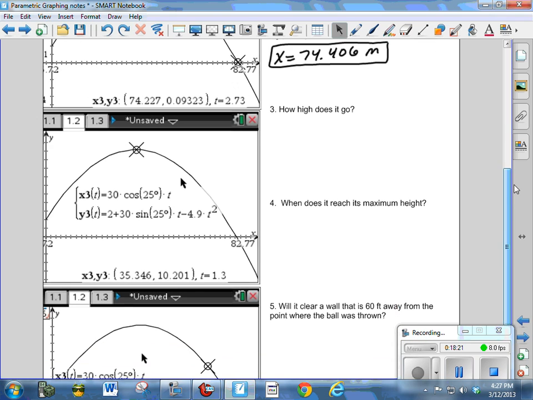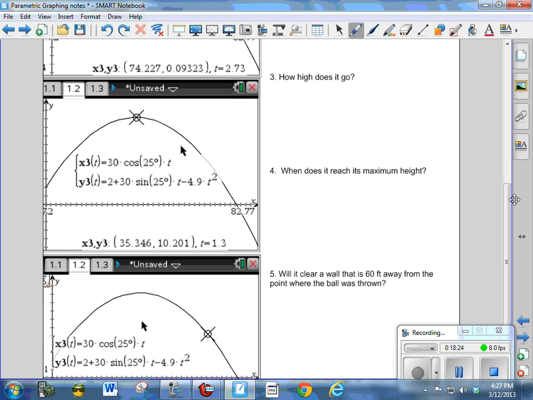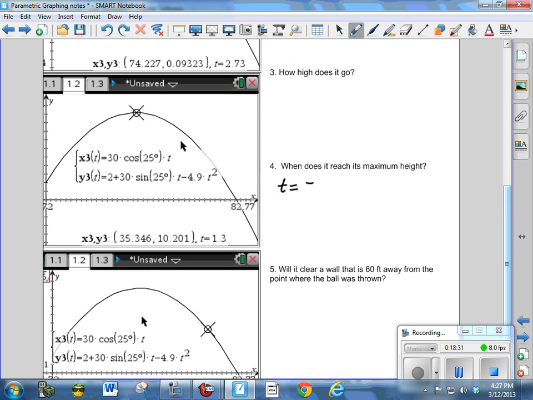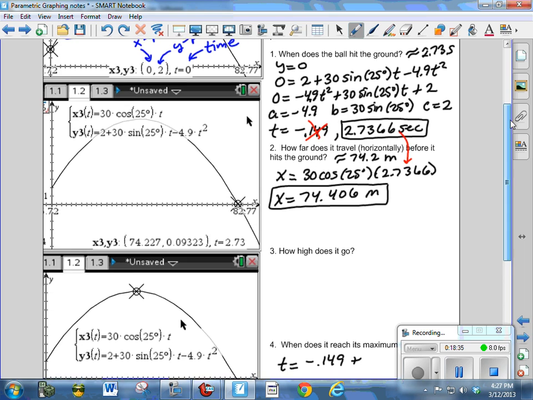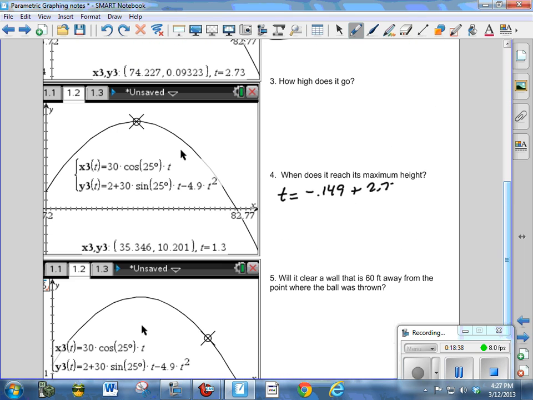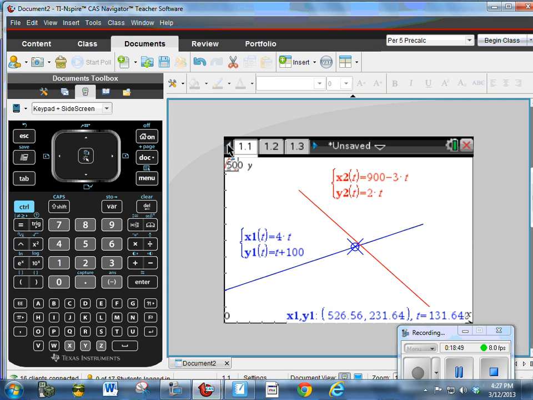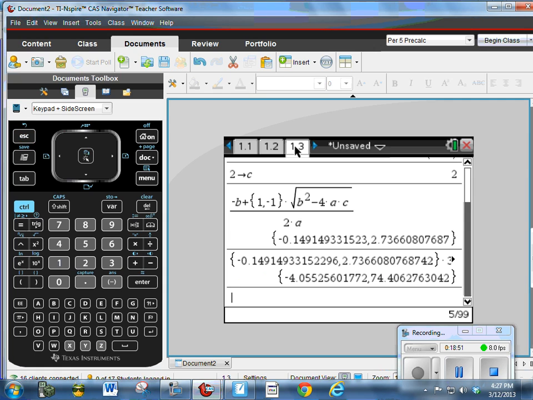But let's remember that it's going to reach its maximum height at a time that is the average of these two times we found, negative 0.149 plus the 2.7366 divided by 2. So if we find that, that should give us our time. So I am going to go back to the calculator page that I was just on.